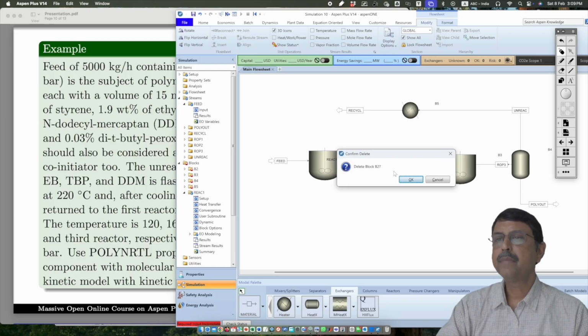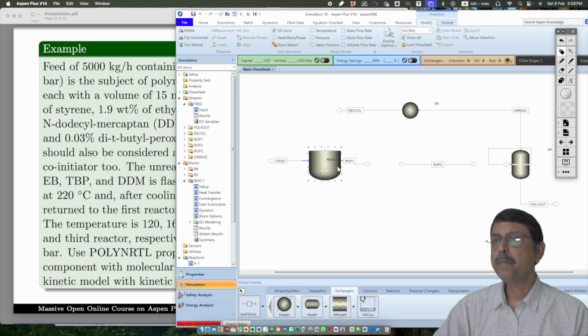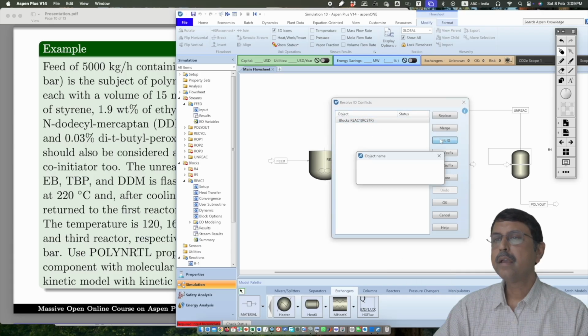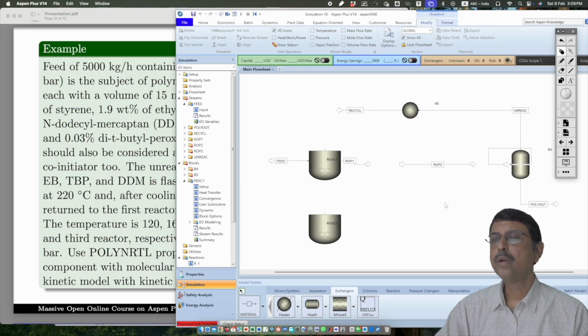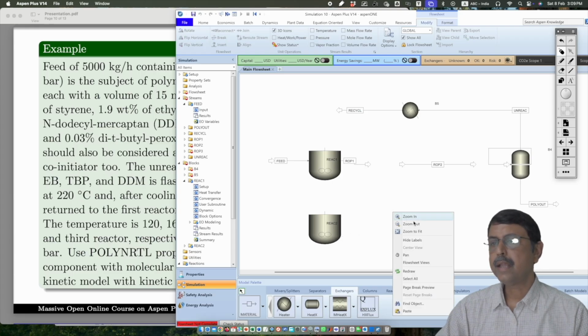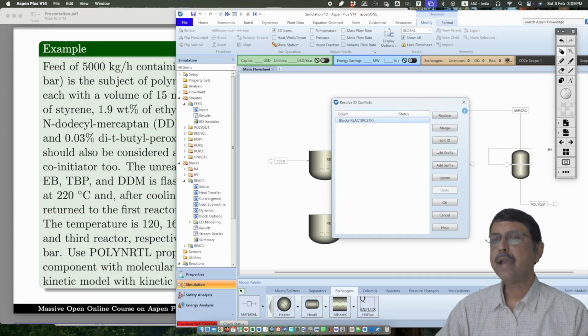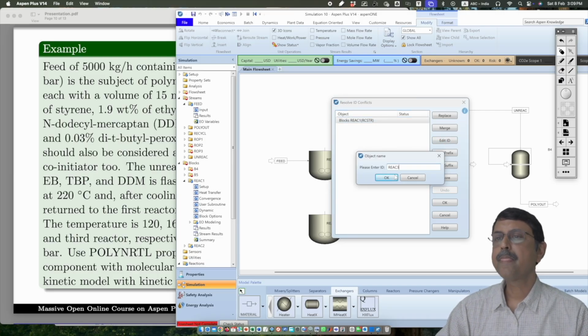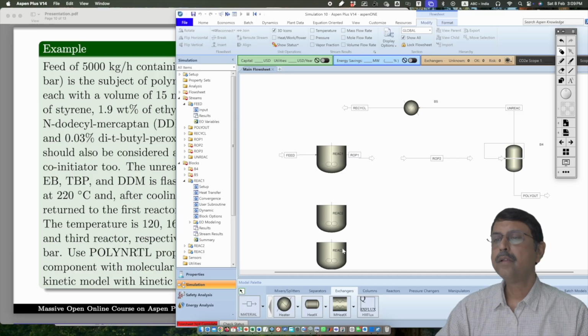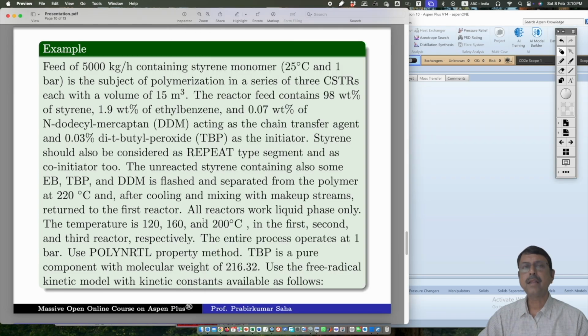In the same way, we have to define reactor 2 and reactor 3. So what we'll do, we just save some effort by copying and pasting it. So copy, paste as reactor 2. And then again pasting it as reactor 3. So this is reactor 3, this is reactor 2. Only thing is that we have to change the temperature because all the reactors are similar except the temperature. So temperature of reactor 2 is 160, temperature of reactor 3 is 200.